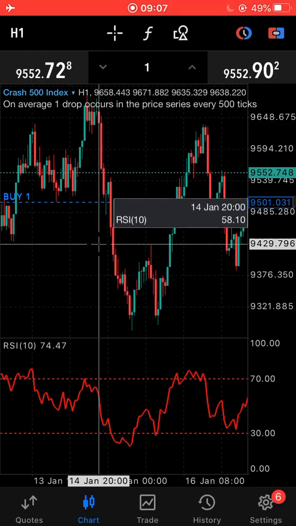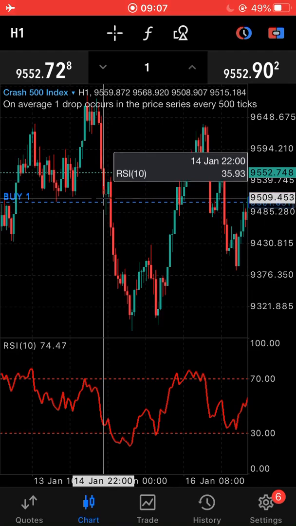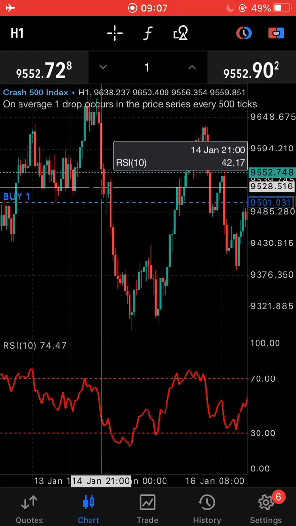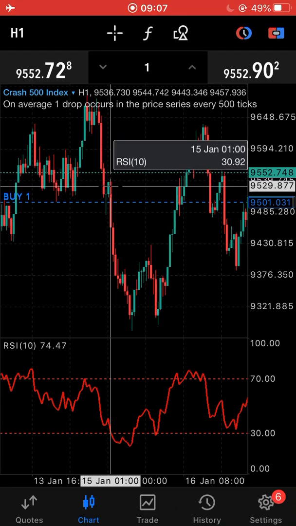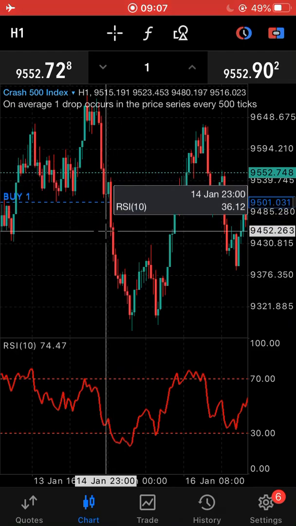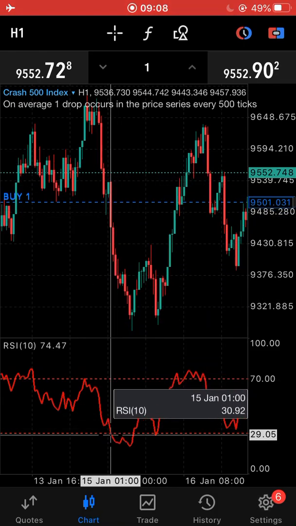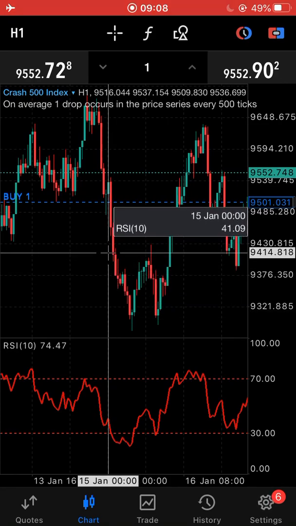Whenever you see something like that, you see the market coming down. After a little bit of movement downwards, it reverses or pulls back a little bit and then pushes towards the downside. Go for a sell position. As you can see, the RSI got to the 30 level. On the 30 level, that's when you sell.